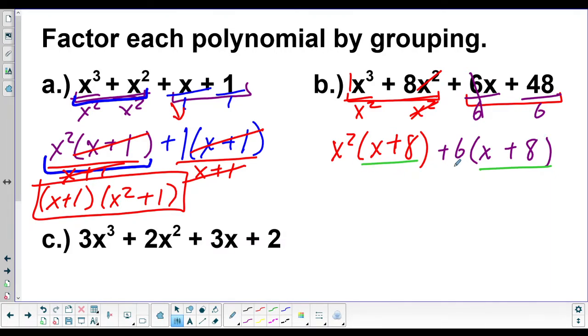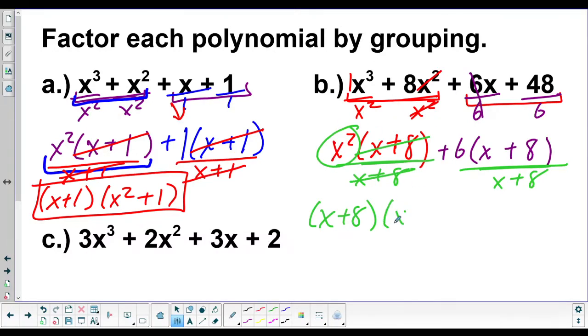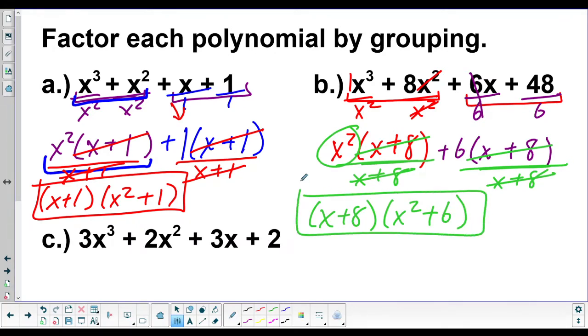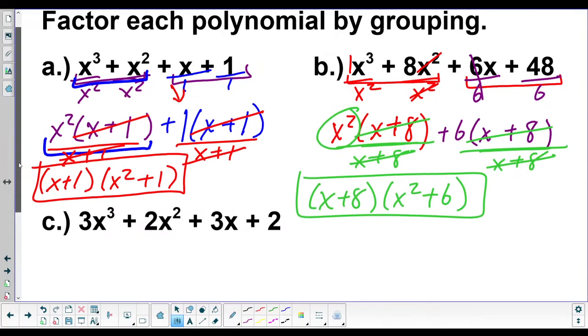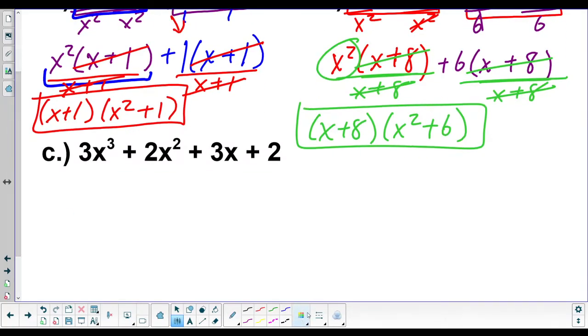All right, now we ask ourselves, what matches? x plus 8. So we're going to take the x plus 8, and we're going to take that out of both sides. So the GCF, the x plus 8, goes in front. Cancel. The leftover goes in its own set of parentheses. Cancel. The leftover goes in the set of parentheses. This is the answer. All right, we're going to do one more, and then we're going to look at, I think, ones with some GCFs.